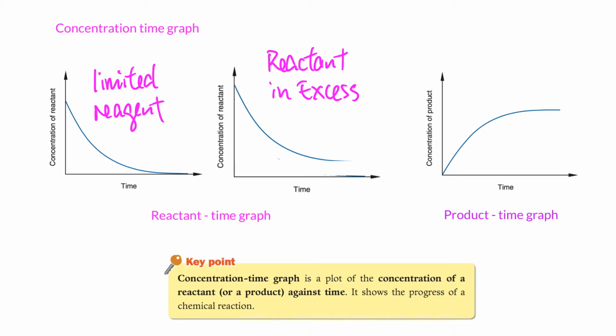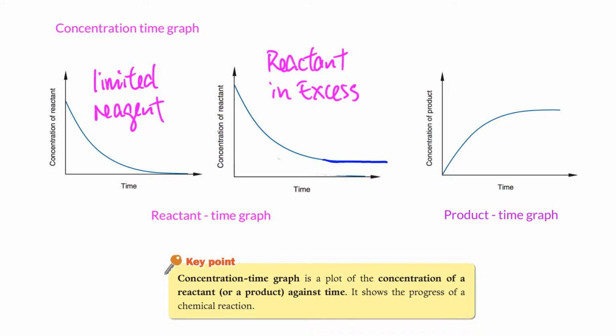So if it is a reactant in excess, you'll find that it cannot touch the x-axis. It won't drop to zero. Instead, it will go horizontal this way. So we have two kinds of reactant-time graph. One will touch the x-axis, one will not touch the x-axis. But both of them decrease as time goes by.